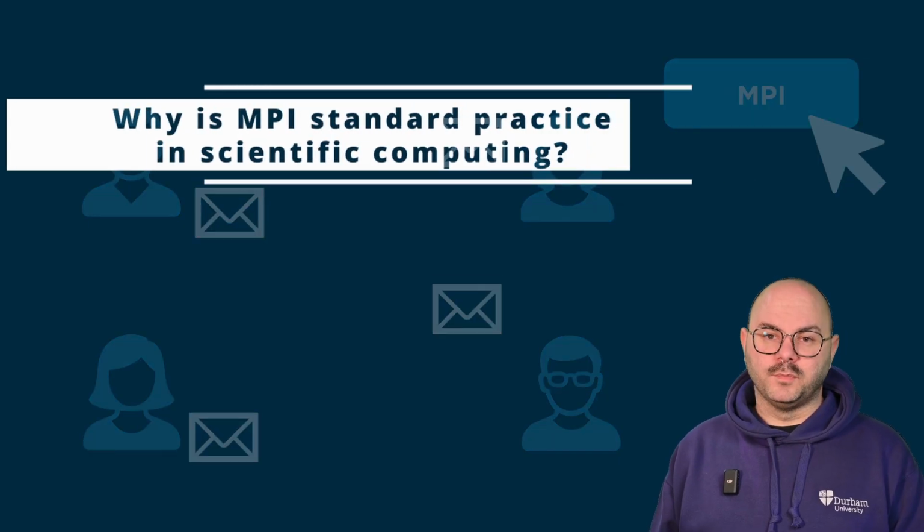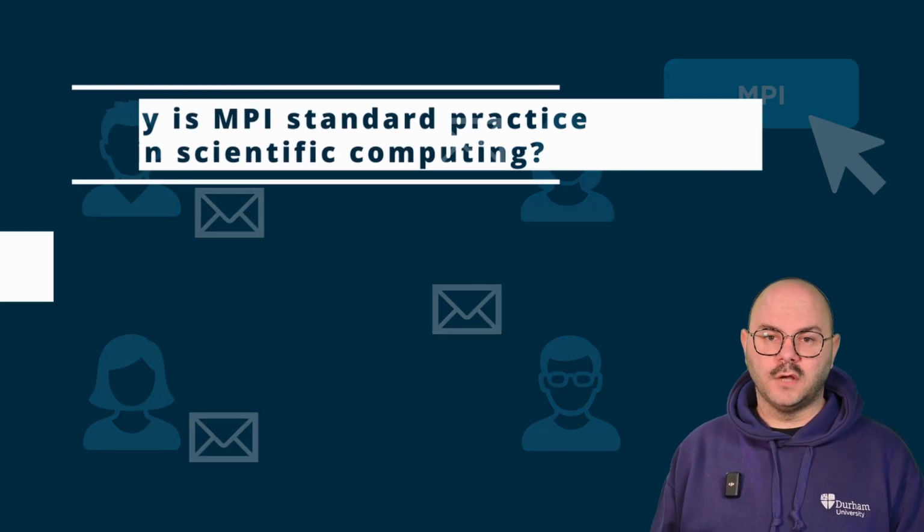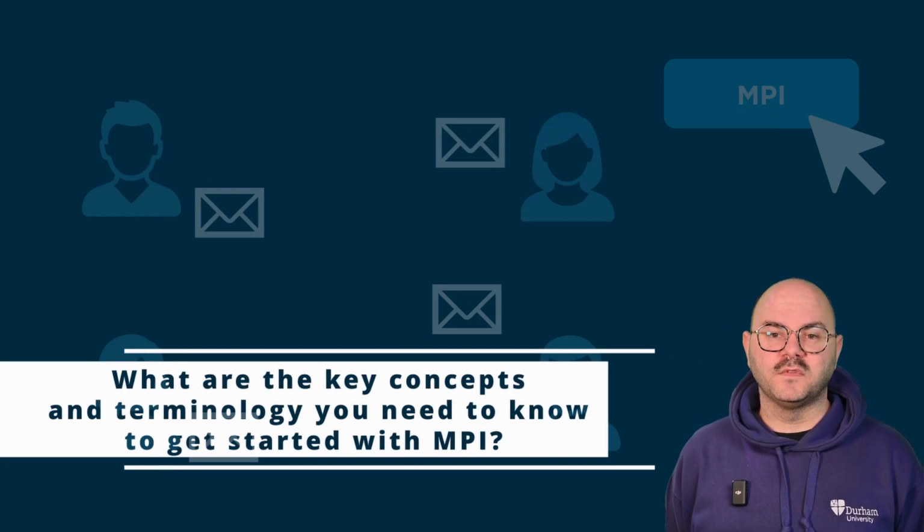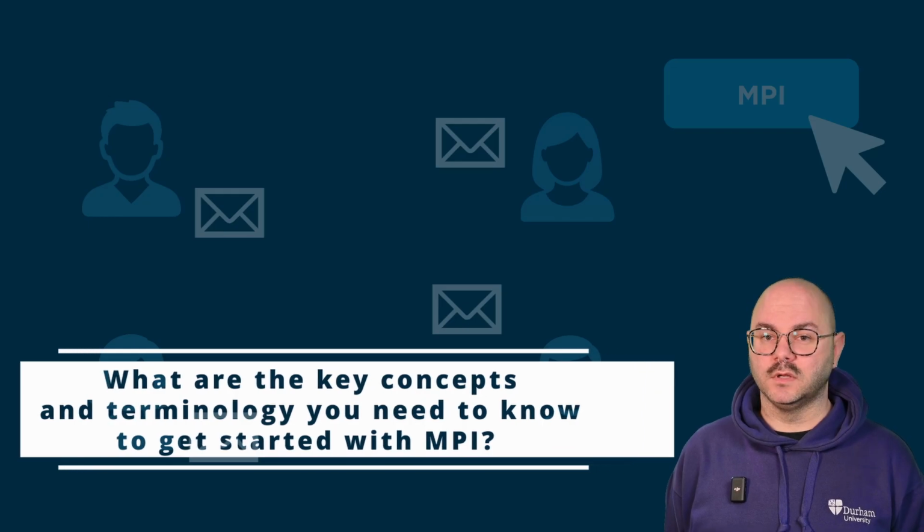Why is MPI standard practice in scientific computing? How does it differ from other parallel programming models? What are the key concepts and terminology you need to know to get started with MPI?